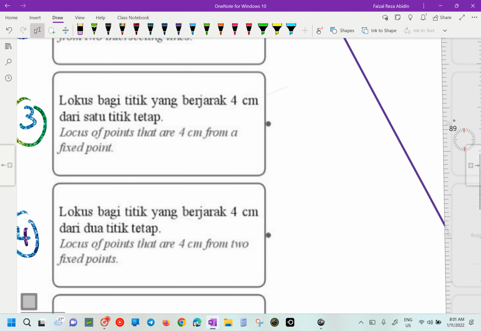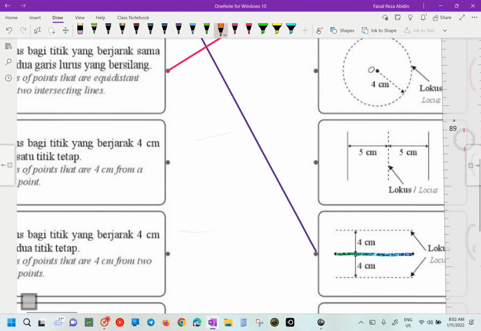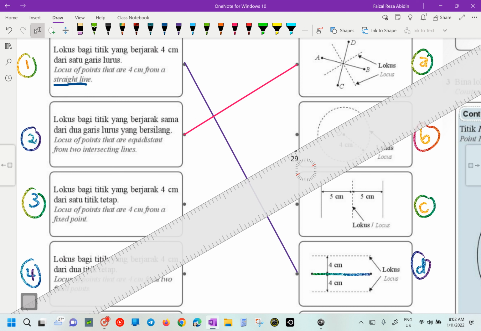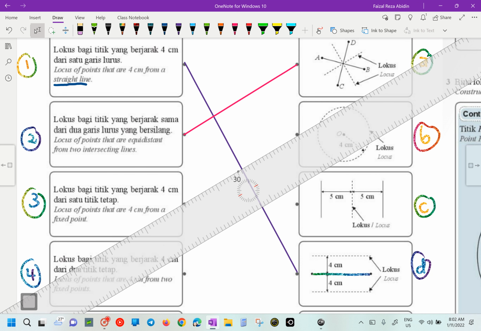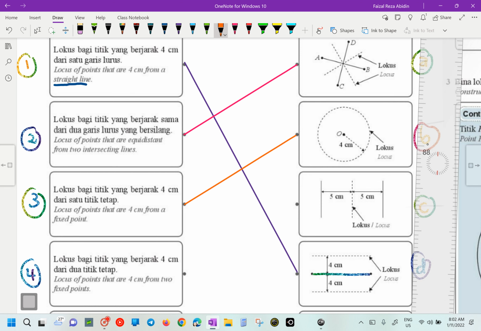Okay, number three. A locus of point that are 4 centimeters from a fixed point. We are going to get what? Fixed point. A circle. So you are going to have a B here. This one we just construct just now.